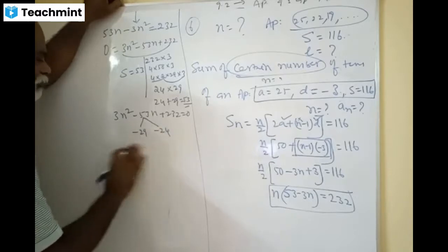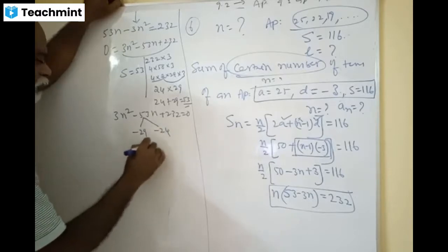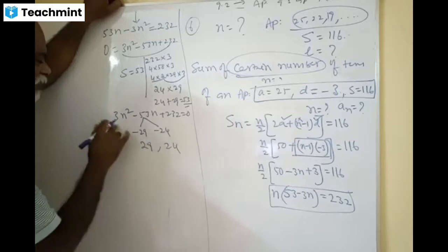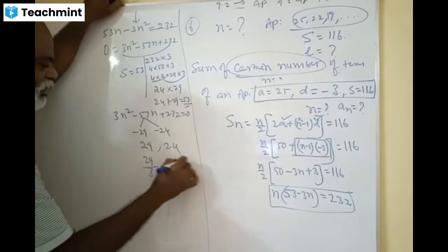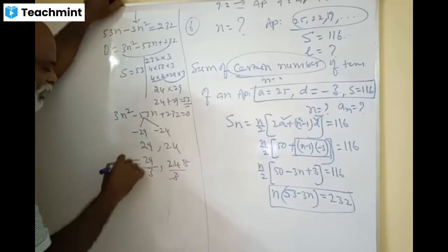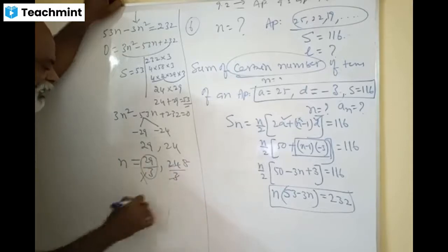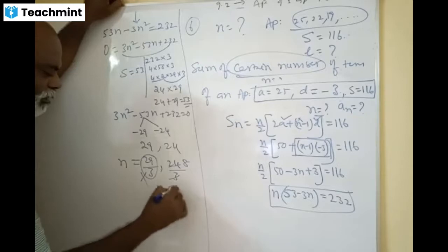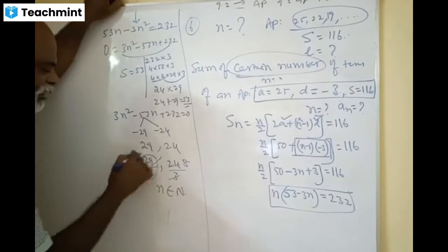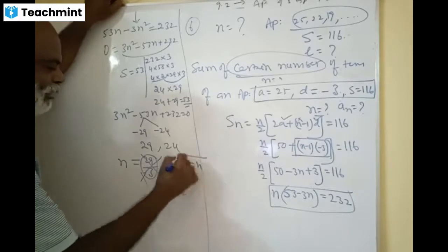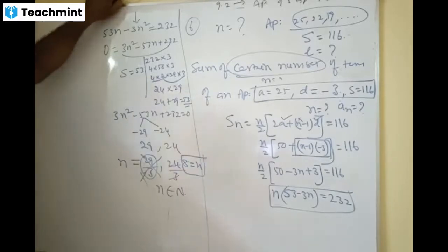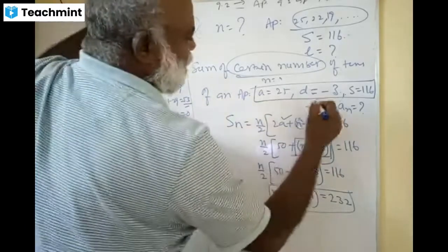n will be, negate it, 29 and 24 divided by 3: 29 by 3 and 24 by 3. That is 8. This is n. This cannot be n because n is a natural number. n cannot be a fraction. Therefore, we ignore it. Therefore, n equals 8, my dears. Do you understand? n is 8. So one part is over, my n is 8.